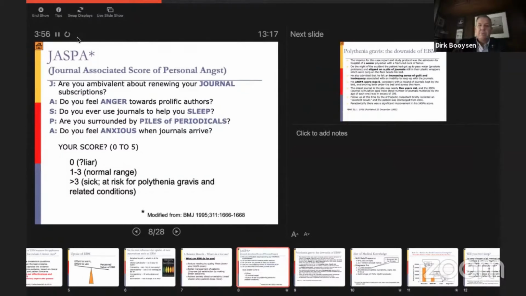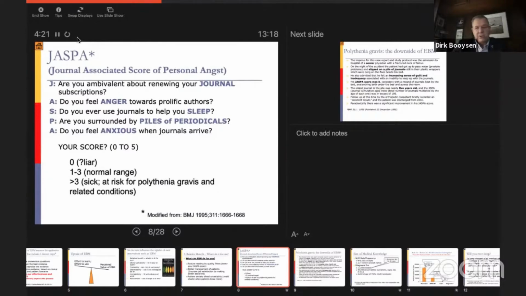Are you surrounded by piles of periodicals and journals which you never seem to have time to read? And do you feel anxious when your journals arrive? So you can score yourself 0 to 5. If you get 0, I think you're a liar, because most of us have some anger and angst towards this. 1 to 3 is in a normal range, and more than 3 is sick. You're at risk of something called polycythemia gravis and related conditions.